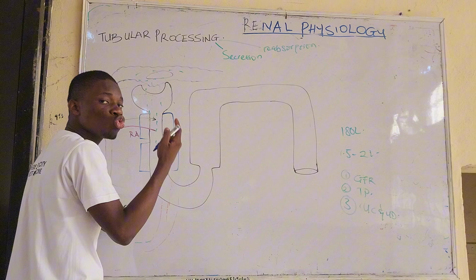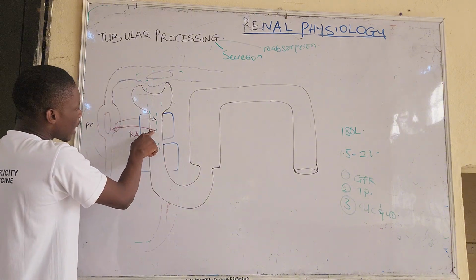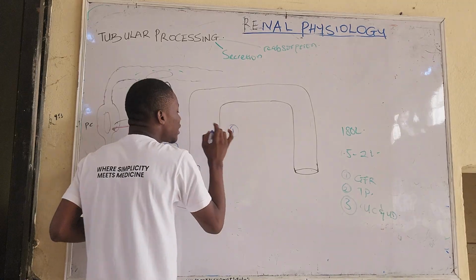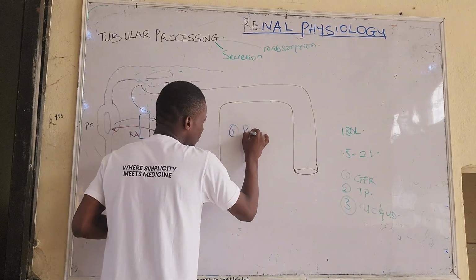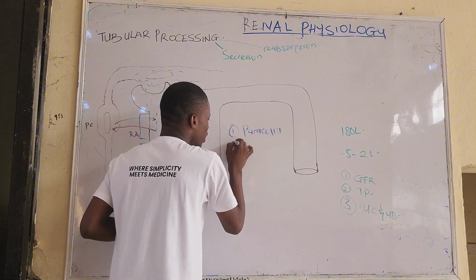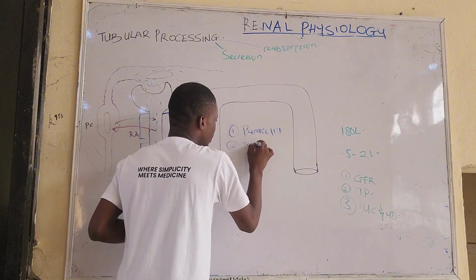Reabsorption can go through two mechanisms. That means substances can move from the tubular fluid to the peritubular capillaries in two ways. Number one, either through what? Paracellularly, or what? Transcellularly.